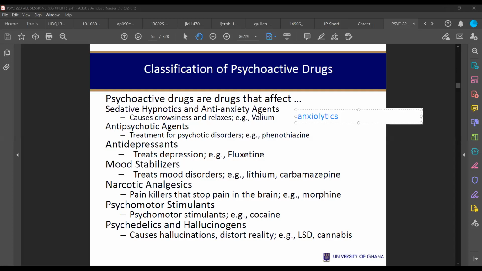Then we're also saying that sometimes too little serotonin could lead to anxiety. So some of these drugs go in there to increase the activity of serotonin to an optimal level. All right. So please, any questions so far?